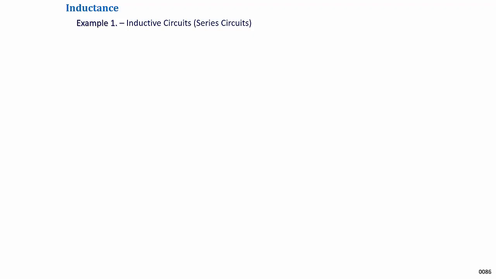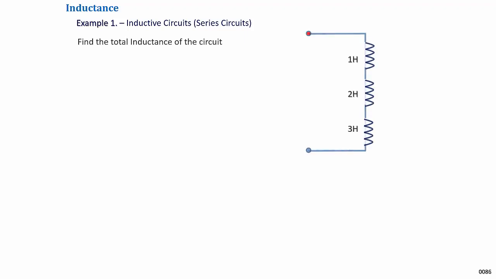The following example is in the accompanying workbook, Inductive Circuits, Series Circuits. Here we are required to determine the total inductance of the series circuit. So, Ls equals L1 plus L2 plus L3. Substituting the values, Ls equals 1 plus 2 plus 3, which equals 6 henries.